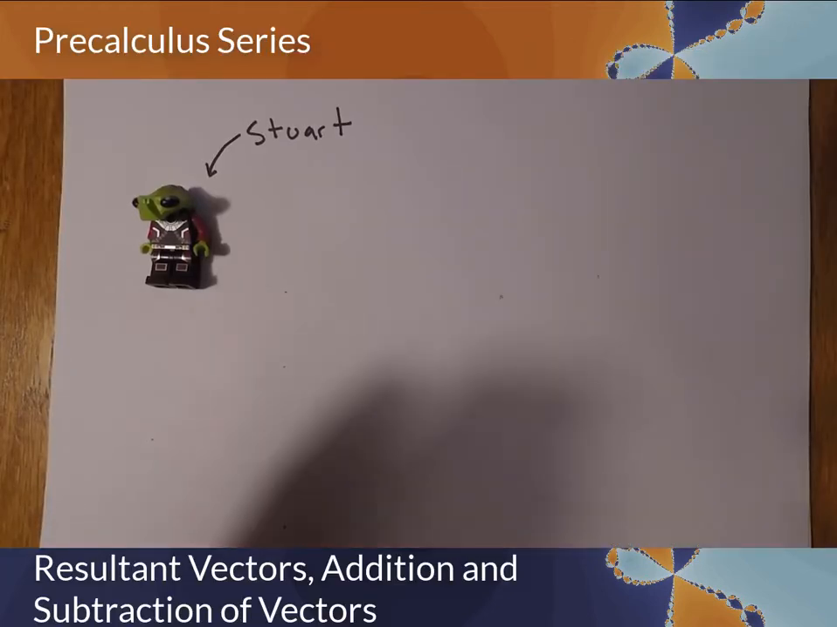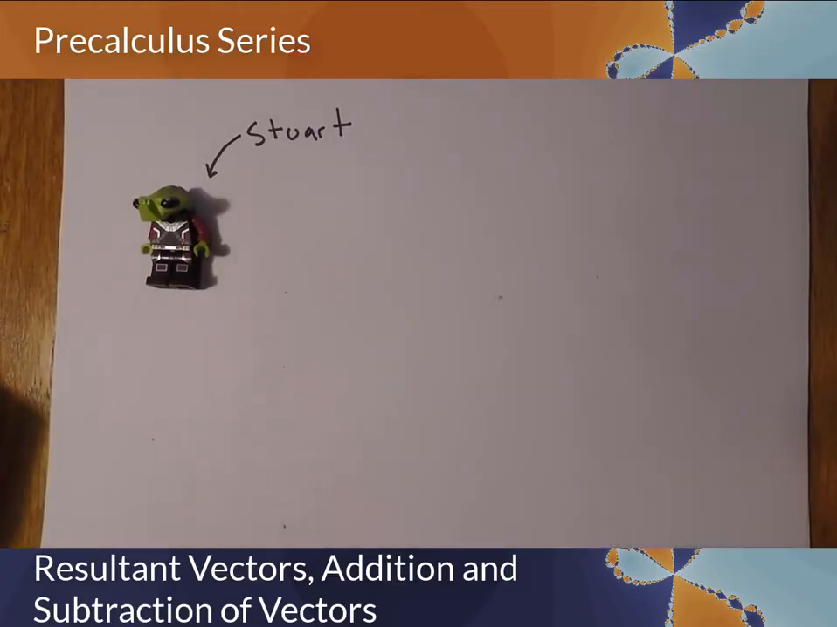Alright, so today we're going to be learning about resultant vectors. And what are resultant vectors, you might ask? Well, a resultant vector is the vector sum of two or more vectors. So when you add two vectors together, you get a resultant vector. And what this video is going to be talking about is how to do that exactly.